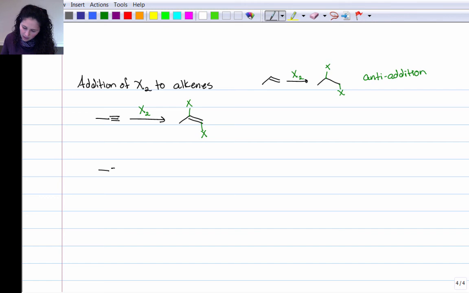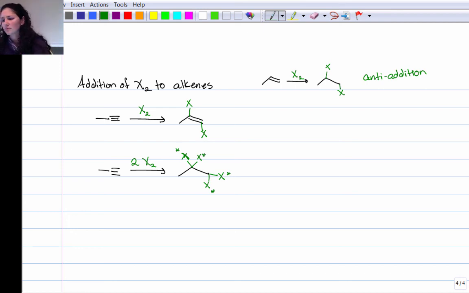And if we start with an alkyne and add two equivalents of X2, we will get this. Let's say this is my first equivalent and my second equivalent here and here. Those halogens all add anti to each other. Okay, so I'd like to stop here for a moment, and I'd like you to try number 1 on your lecture review.